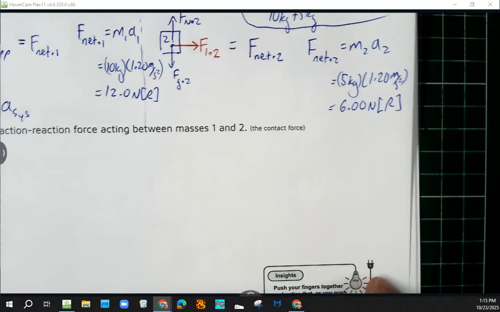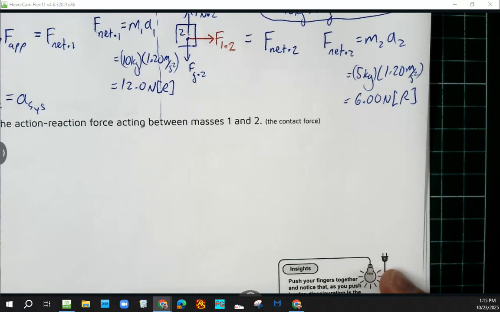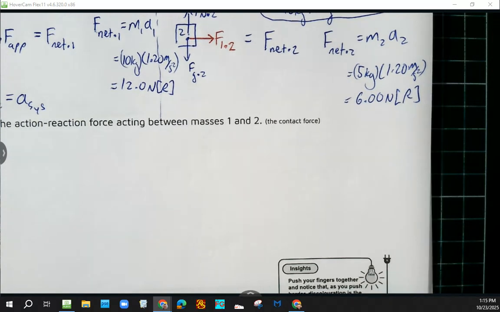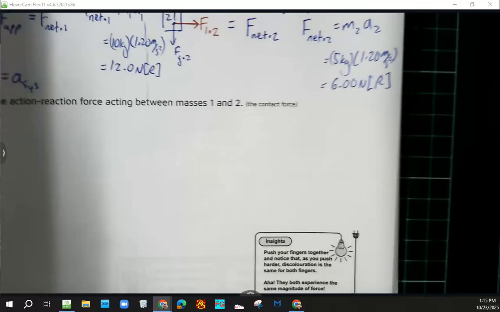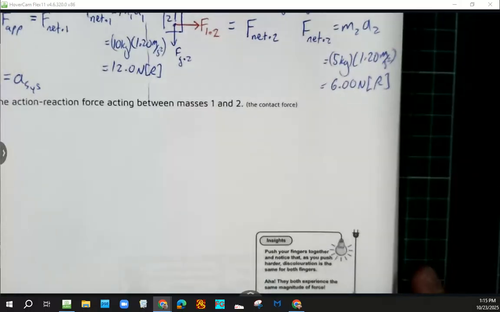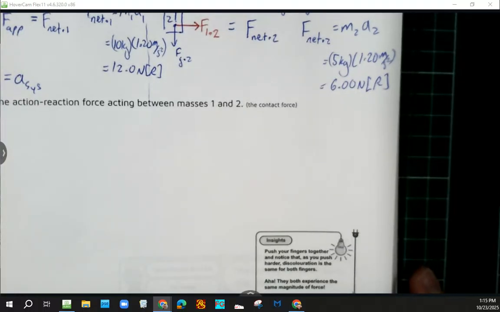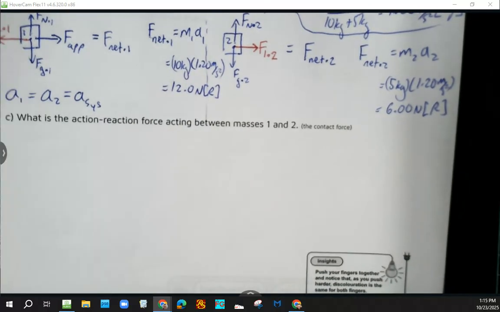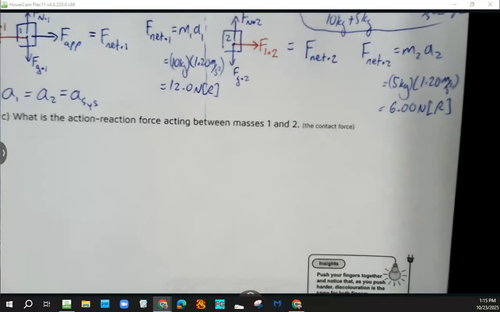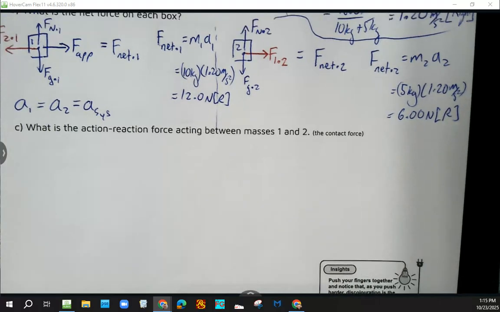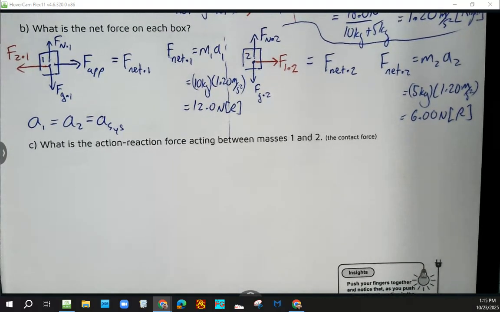Well, that's useful, actually, for the next part. The next question asks us, could we please find the action-reaction force between the masses? Can we find force of 2 on 1 and force of 1 on 2? And honestly, we had to do part B so we could even get to part C. This is a very heavily scaffolded question.